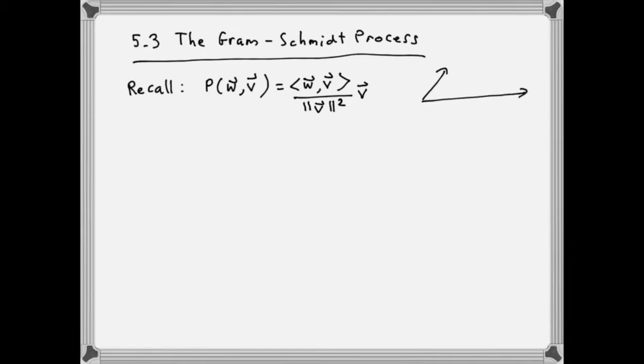if this guy is W and this guy is V, then the projection of W onto V is, if you form a right angle right here, this guy right here. Now, the idea here is that part of W is already contained in V. And so what you would do is you would subtract that away from W. And if you do that, you get this vector right here, W minus the projection of W onto V.